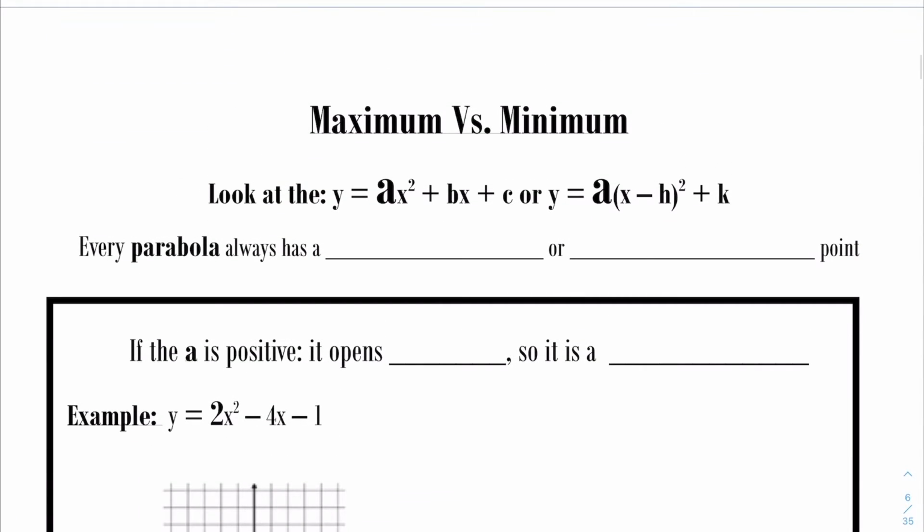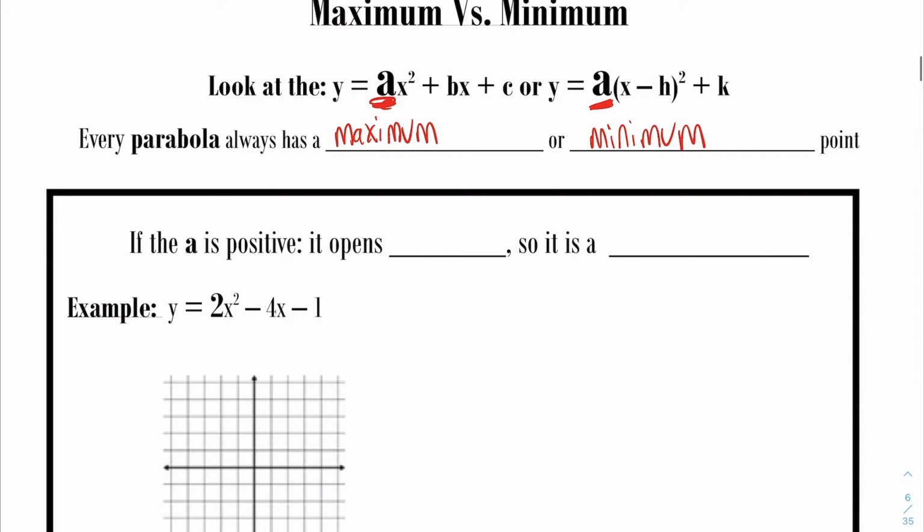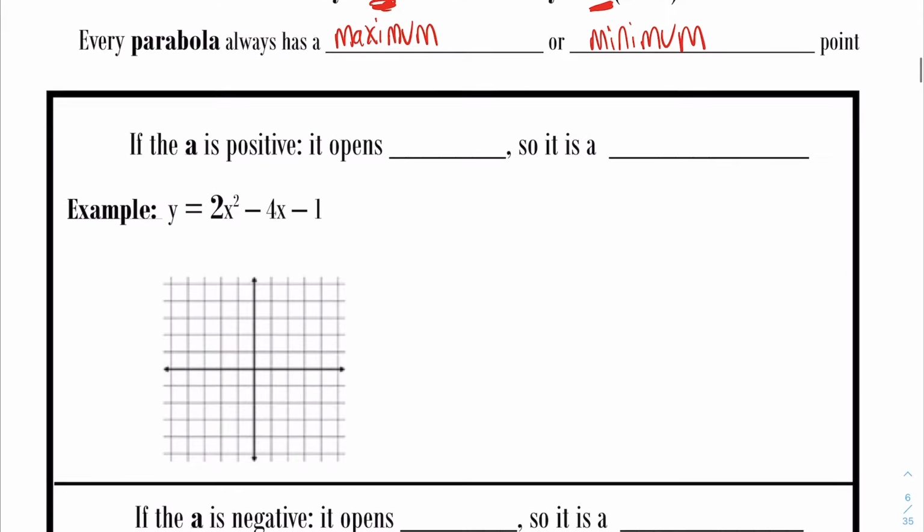Okay, now let's move on to the maximum and the minimum. If you look at the formula, y equals ax squared plus bx plus c, or in the vertex form, we still have that a. Every parabola has a maximum or a minimum point.